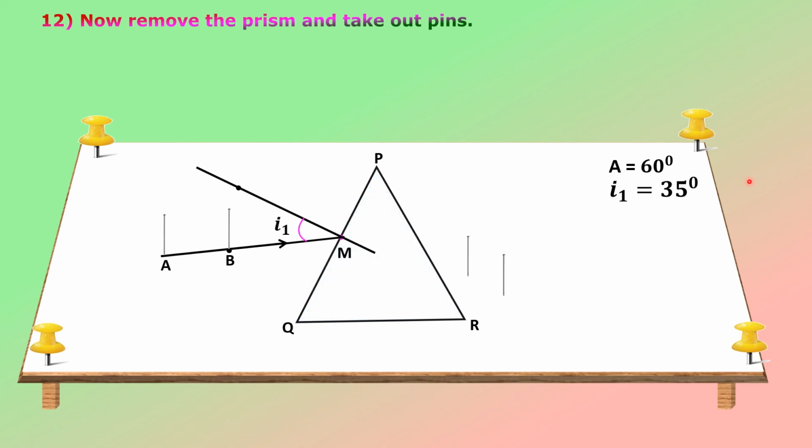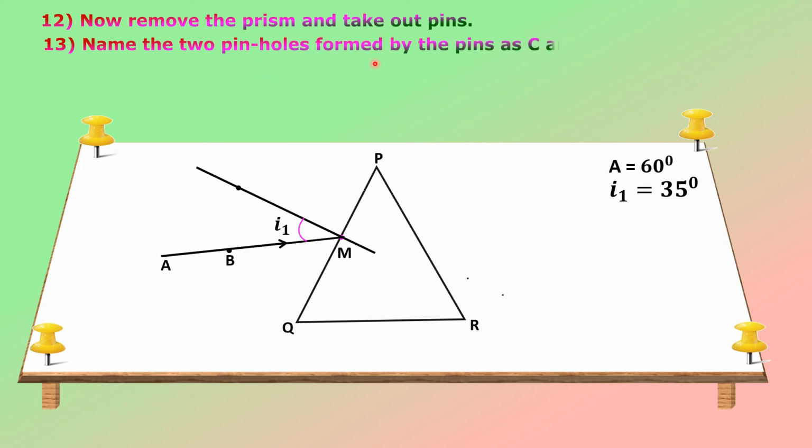Take out this pin also. Here one mark has been formed, one pinhole has been formed here also. Now let us name the two pinholes as C and D. Name the two pinholes formed by the pins as C and D.